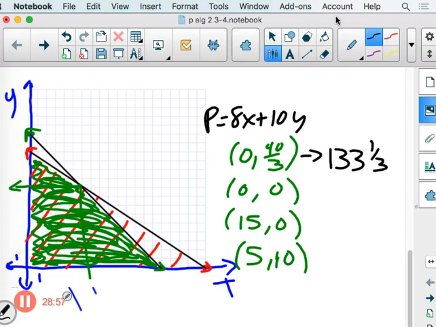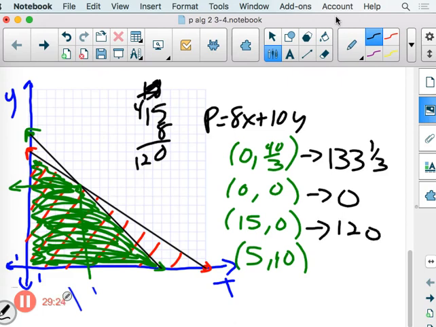Sounds like a lot of pounds. That might be our max there, but we'll see what else happens. If you put 0 in for x and 0 in for y, what are you going to get? Yeah, this is them saying, I give up. All my plants died. I'm done. 15 and 0. We need 8 times 15. Hey, that's 120. That's even more than that. We've got one more to go, and that's the 5 and the 10. So 5 times 8 will give us 40. 10 times 10 is 100. 40 plus 100.